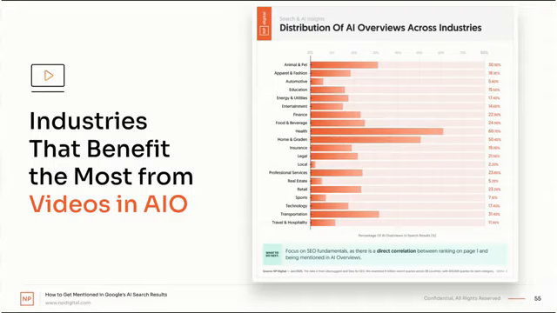When it comes to which industries benefit the most from video citations in AI overviews, healthcare and e-commerce lead by a wide margin, followed by B2B tech, amongst many other industries that we have listed here. These sectors often rely on visual explanations, demos, and how-to guidance, which is exactly the type of content AI loves to pull from YouTube. If you're one of these industries and not investing in video yet, again, this is a great opportunity to see improvements in the visibility and engagement of your content overall.